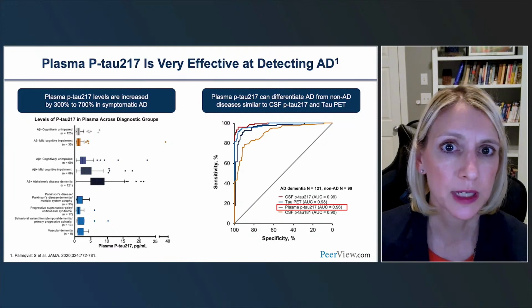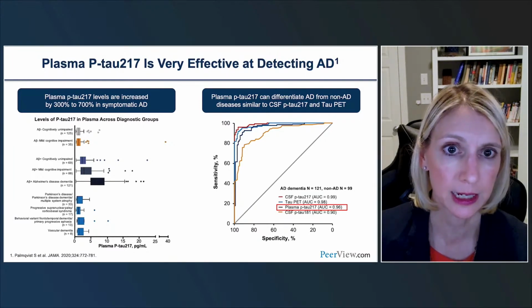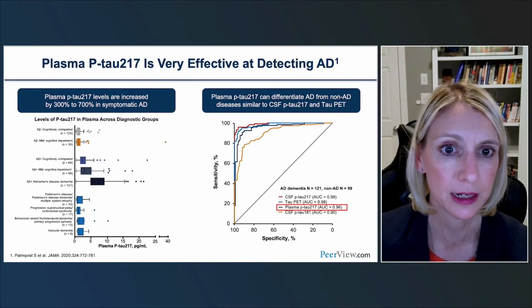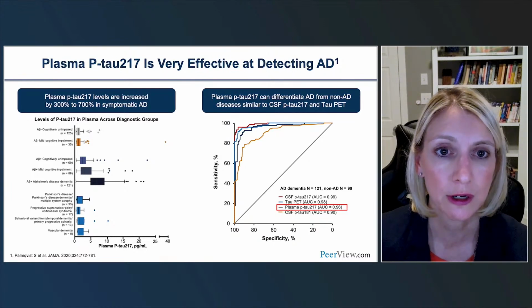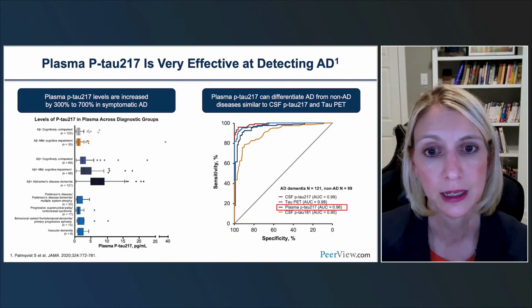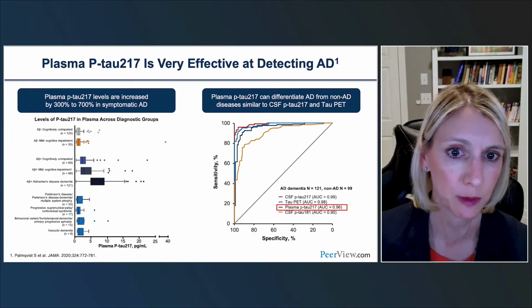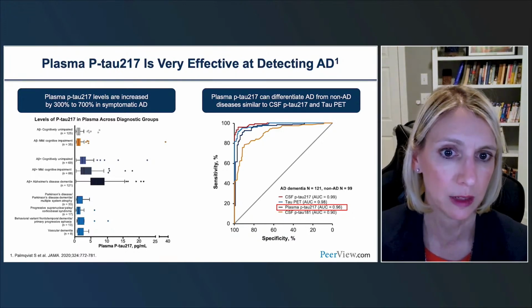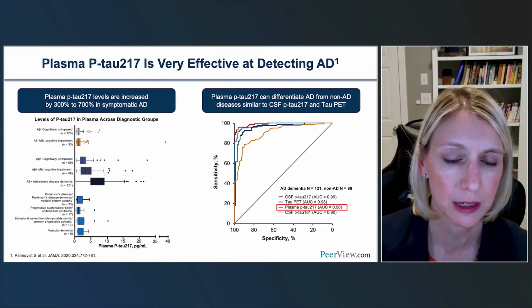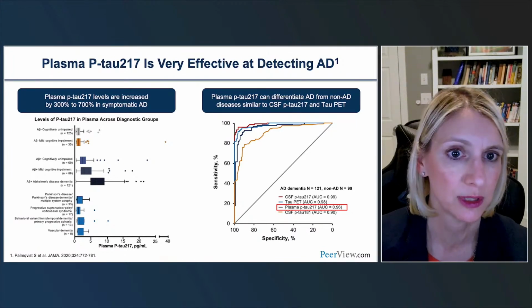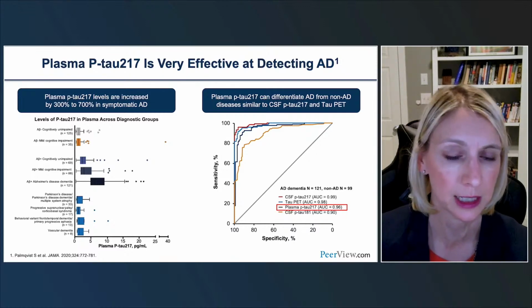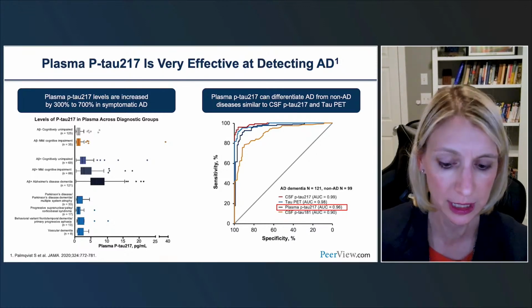In addition to plasma p-tau 181, a second isoform, 217, has been identified and looks potentially even more promising. Plasma p-tau 217 levels are increased by 300 to 700% in individuals who are symptomatic and amyloid positive compared to amyloid negative. So this difference is much greater than p-tau 181 and suggests that it may be a better diagnostic marker. There's also very good evidence that plasma p-tau is essentially as good as CSF p-tau 217 and tau PET in, again, separating those that are amyloid positive and amyloid negative.